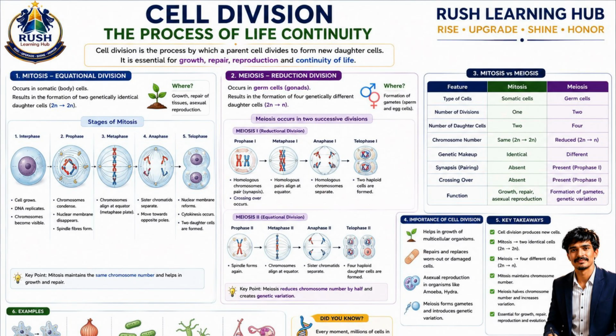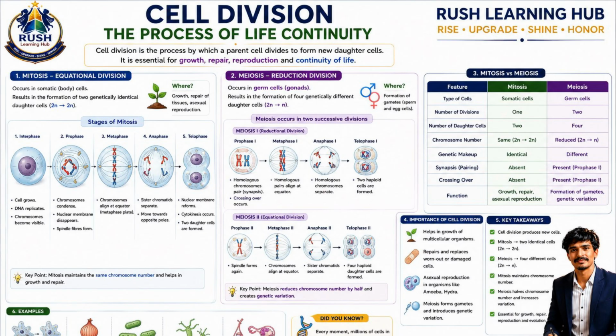Now let us study the stages of mitosis. The first stage is interphase. Although not technically part of mitosis, it is the preparation stage. During interphase, the cell grows, carries out normal activities, and duplicates its DNA so that each daughter cell will receive a complete set of genetic material.